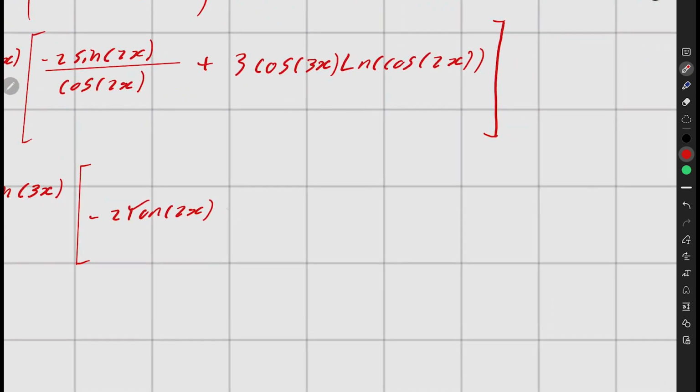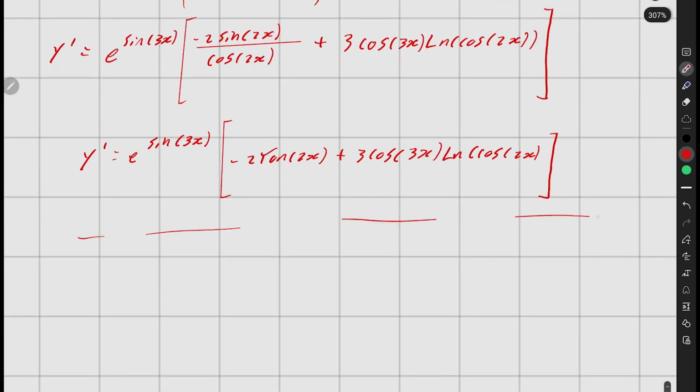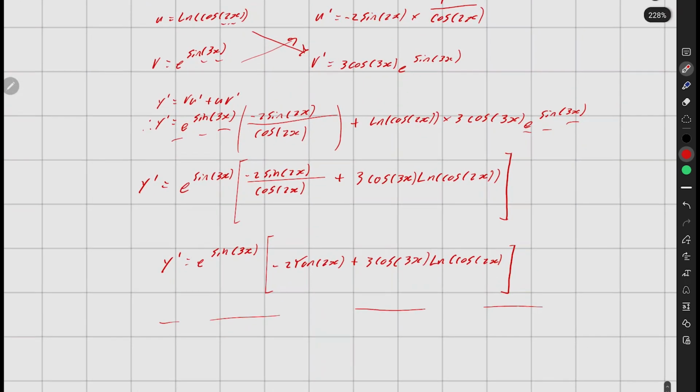Then we can add on plus 3 cos 3x multiplied by the natural log of cos 2x. That's probably as much as we need to simplify down. I'm sure you can go a bit further if you want to, but that's all we need to do for now. So this is your product rule, and let's end the video on one last question, and I want you to give this one a go yourself, alright?